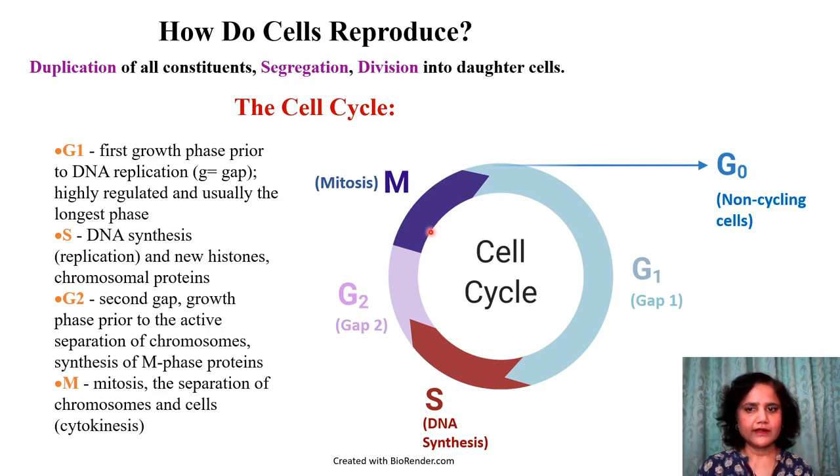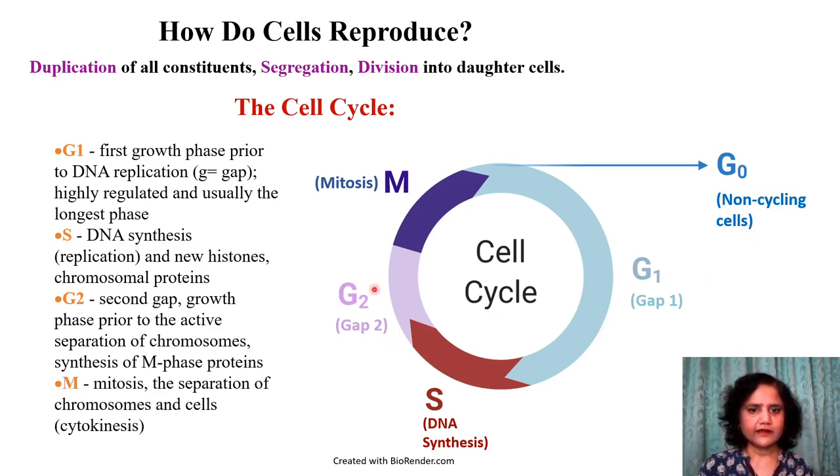There are also two gap phases, G1 and G2, which are phases where the cell prepares for the next phase, for the process of division. And these are also highly regulated phases. For example, G1 is usually the longest phase, and sometimes the cells can enter into a non-dividing state known as G0 when the conditions are not favorable. And when favorable conditions arise, those cells may again re-enter the cell cycle.